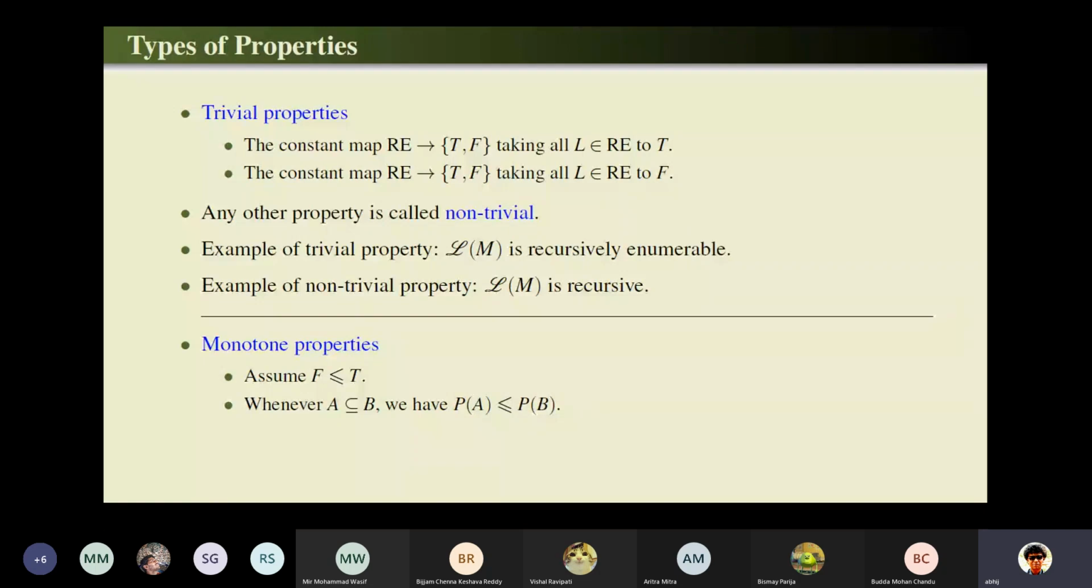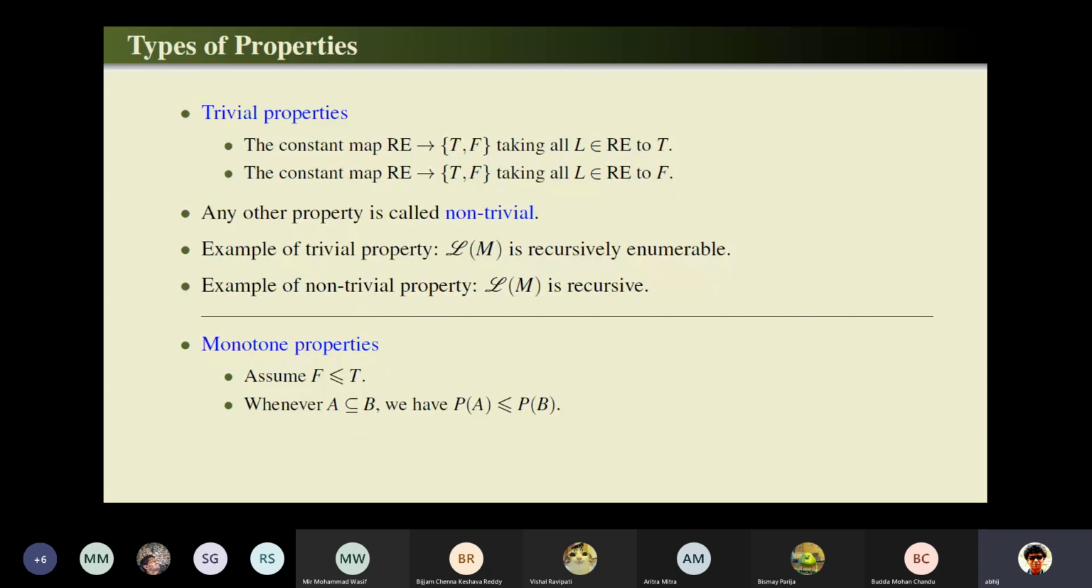So false less than or equal to false is possible. True less than or equal to true is possible. False less than or equal to true is possible. What is not possible is true less than or equal to false. That is, if the property is already true for A, if you go to any superset, the property will continue to hold. These properties are called monotone properties, and any property which is not monotone is called non-monotone.